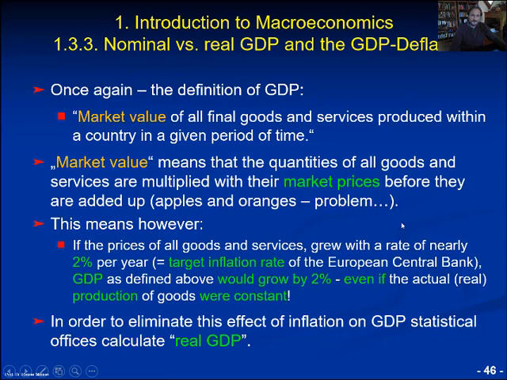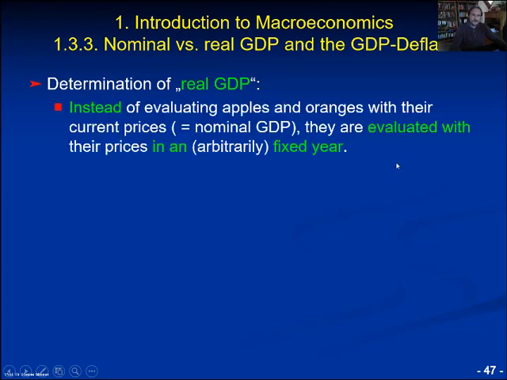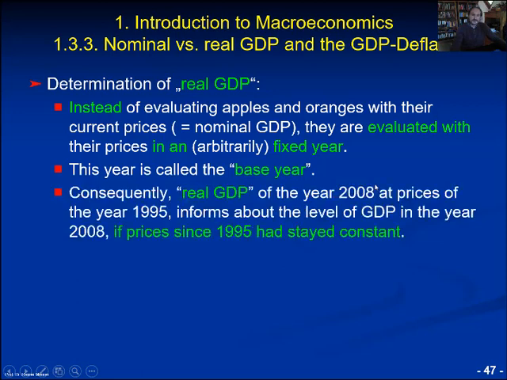How is this done? I will first explain it verbally, and then we will have a look at a simple numerical example. So how is real GDP determined by statistical offices? It's a quite simple trick, in fact. Instead of evaluating apples and oranges with their current prices, which results in nominal GDP, they are evaluated with their prices in a fixed year, an arbitrarily fixed year. This year is called the base year.